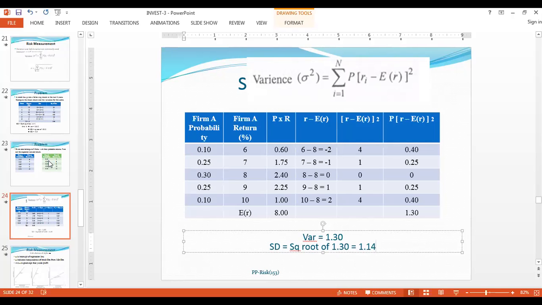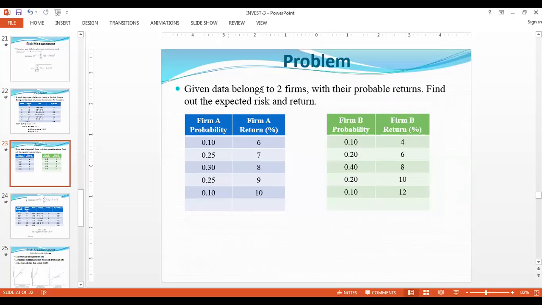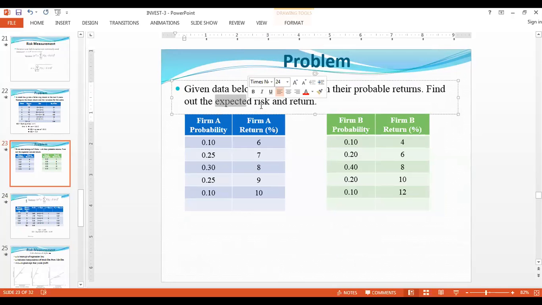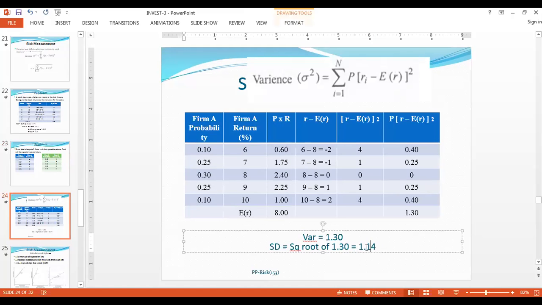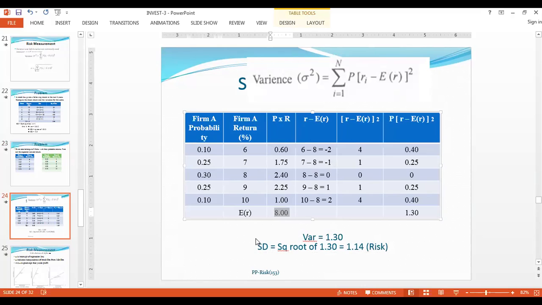So let's go back to the problem. What they have asked: given data belongs to two firms with their probable returns, find out the expected risk and return. Now you may ask me, what is expected risk? Risk is nothing but standard deviation. So the 1.14 that you have calculated is the risk associated with that particular company A, and this is the return associated with that particular company.